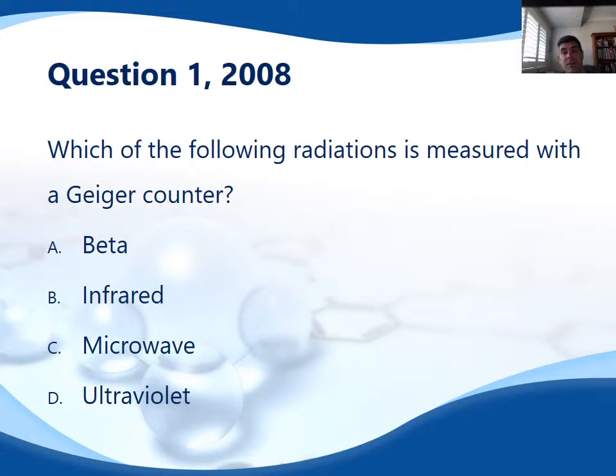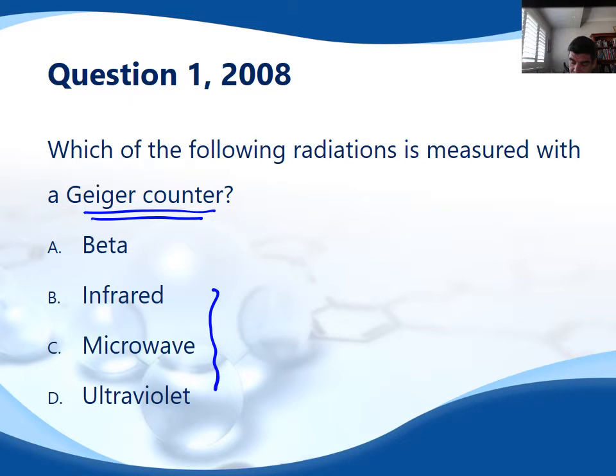Not a lot of questions relate to devices used to detect radiation, but in 2008 a very easy question came up. Question number 1, these are the sort of ones you want to get yourself started. Which of the following radiations is measured with a Geiger counter? So you can see the Geiger counter was specifically mentioned, and we can assume that it will be one of the ones that you'll be looking at.